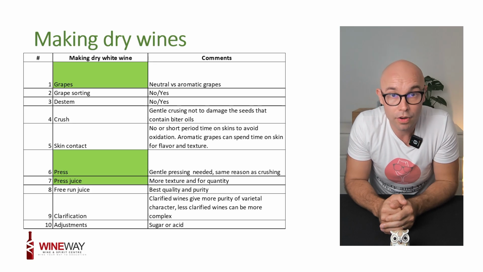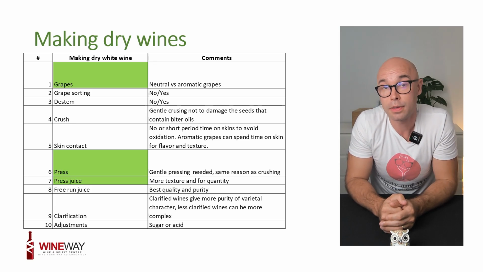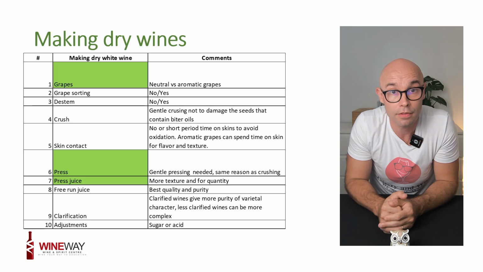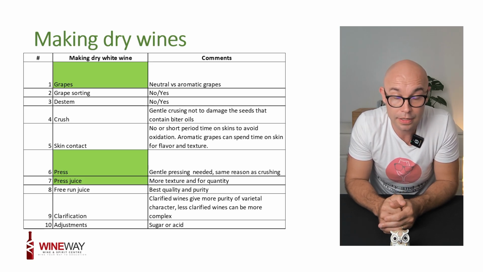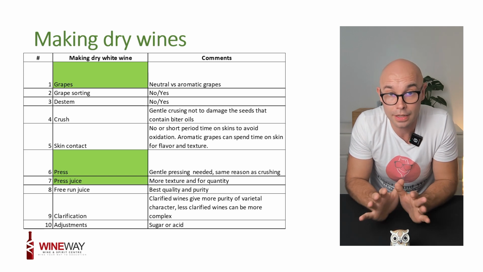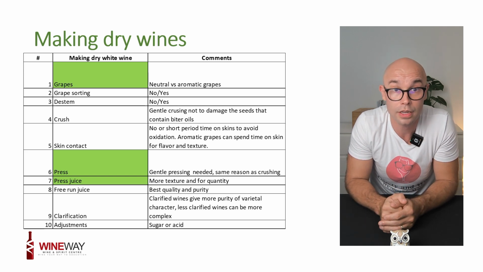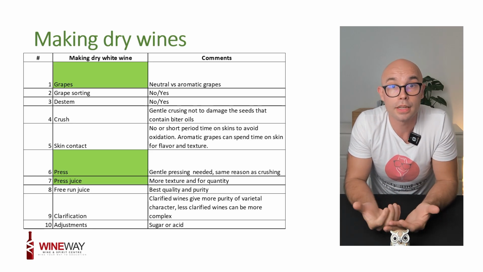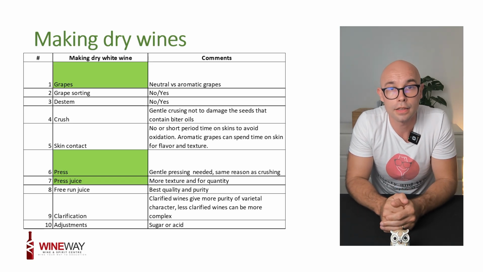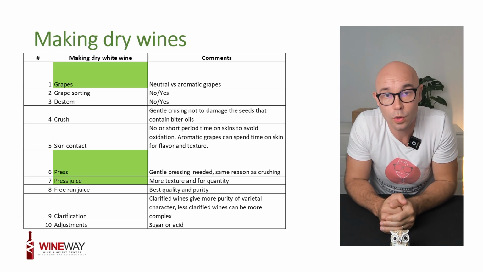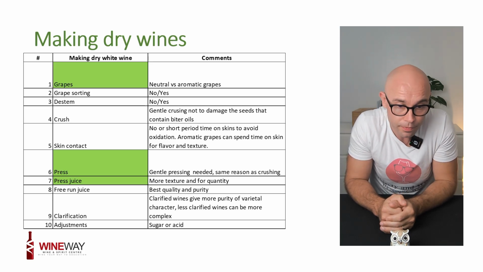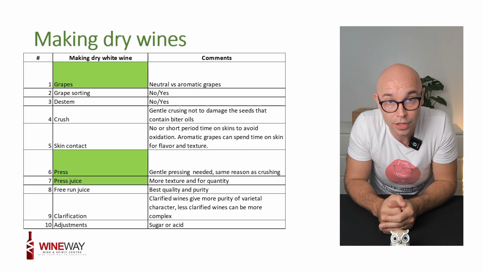But for aromatic grape varieties, it is an important step in order to extract additional flavor and aroma from these grapes. Aromatic grape varieties can spend time on the skins at a lower temperature in order to extract flavor and additional texture. Pressing is of course one of the key differences between making white and red wine, and for white wines it's always before the fermentation. So again, pressing needs to be done gently in order not to crush the seeds.